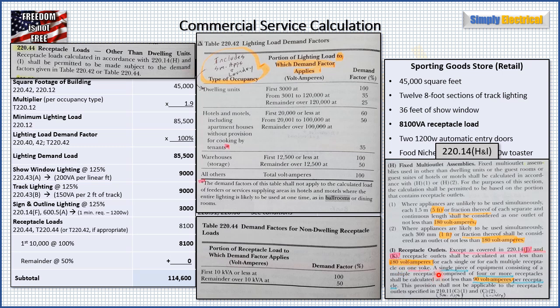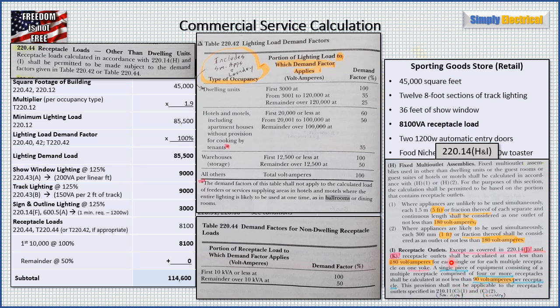Now, it goes on. A single piece of equipment consisting of a multiple receptacle comprised of 4 or more receptacles shall be calculated at not less than 90 VA per receptacle. So anything 4 or more on a single piece of equipment, you have to calculate each receptacle at 90 VA. Then it says this provision shall not be applicable to the receptacle outlets specified in 210.11C1, which are small appliances, and C2, which are laundry. So that only applies to dwelling units.